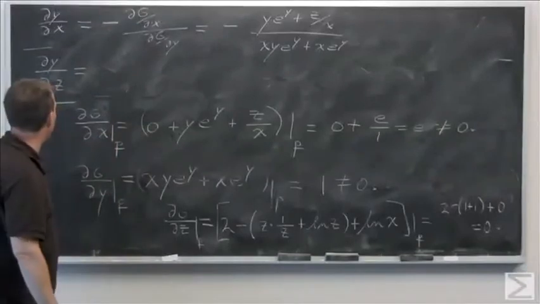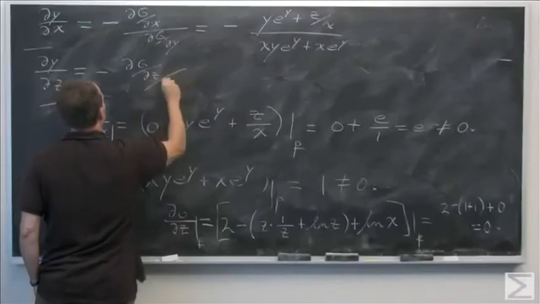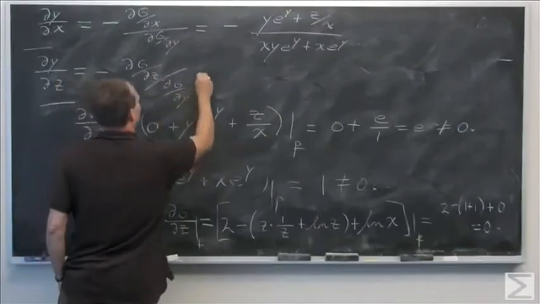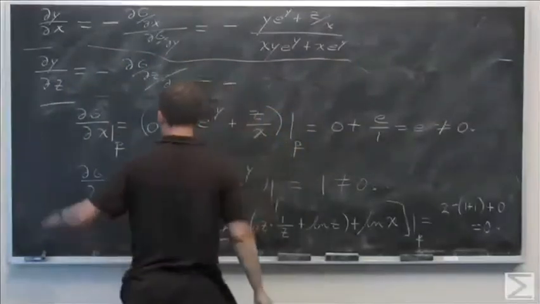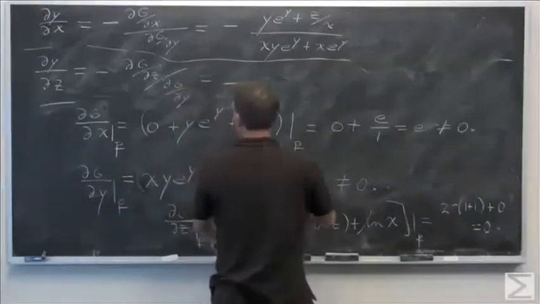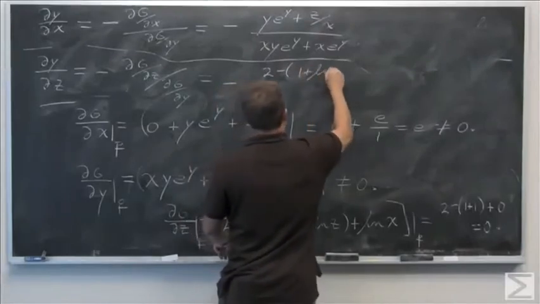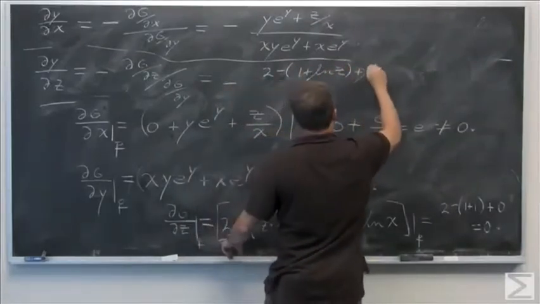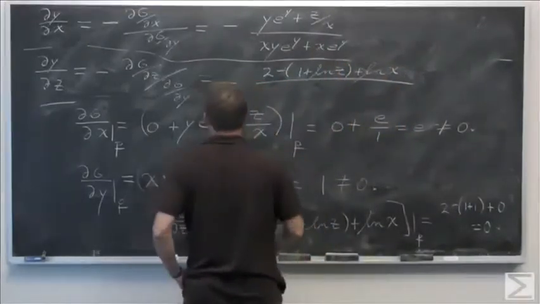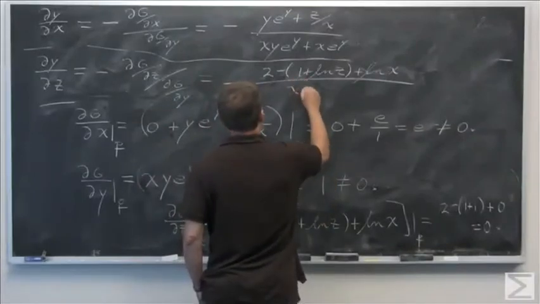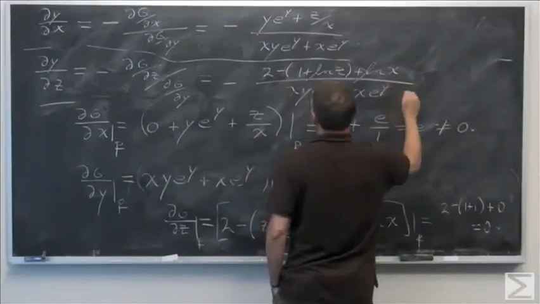And the partial derivative of y with respect to z is minus the partial derivative of g with respect to z divided by the partial derivative of g with respect to y. The partial of g with respect to z, this thing, so negative, we get 2 minus 1 plus the natural log of z plus the natural log of x, all divided by the same denominator we had up here, the partial derivative of g with respect to y, x y e to the y plus x e to the y.